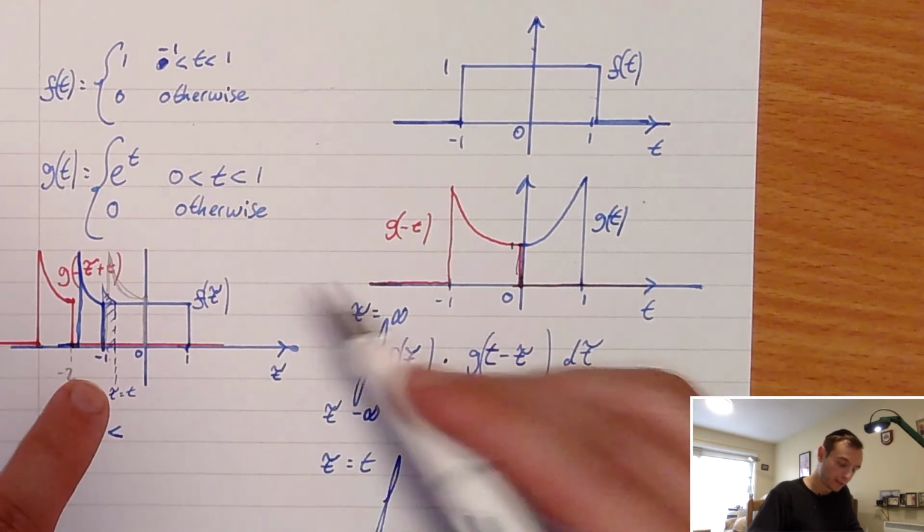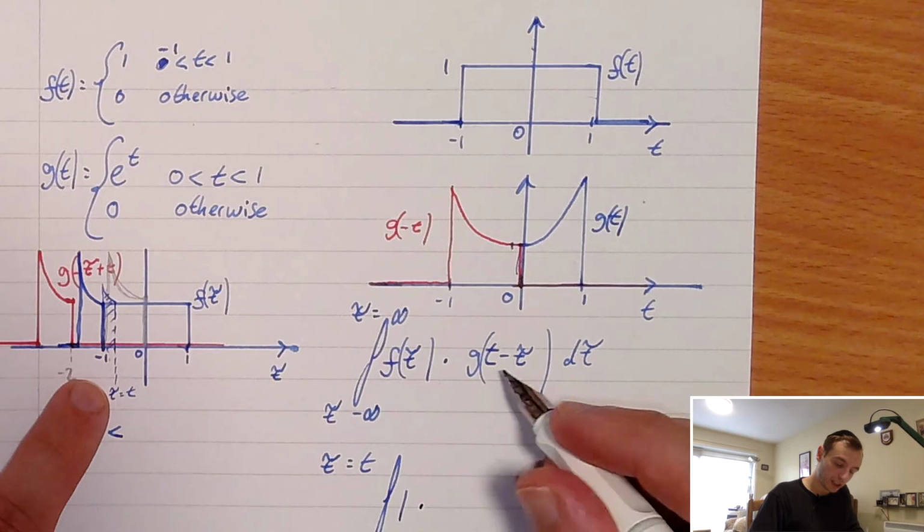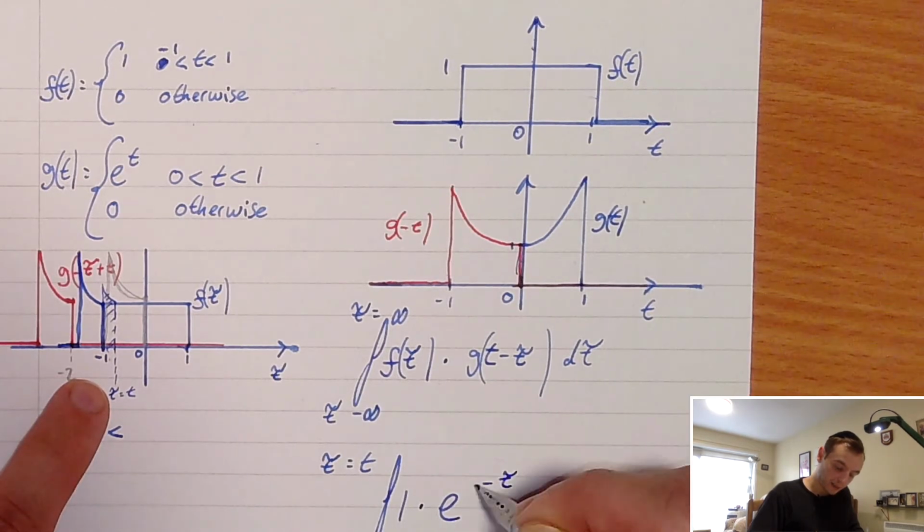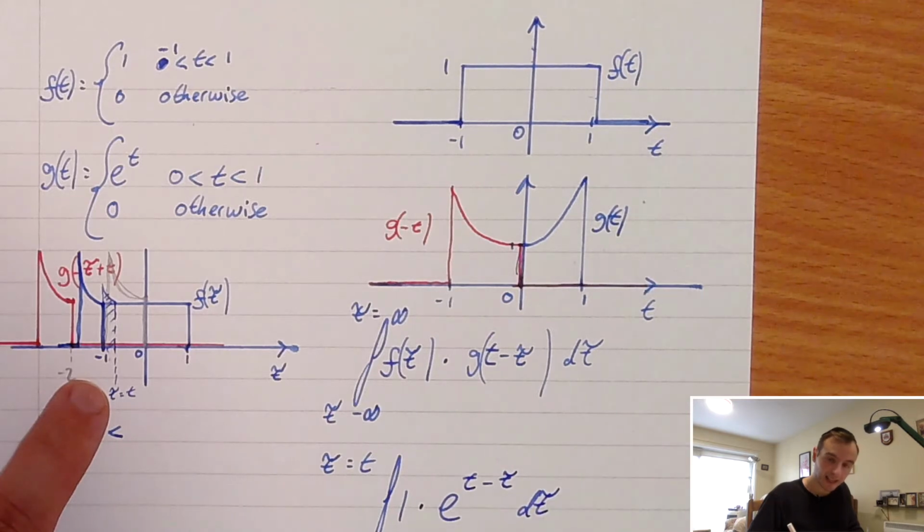Now, f of tau, we know that's going to be 1, and that's dotted with g of t minus tau, which is going to be e to the minus tau plus t d tau.